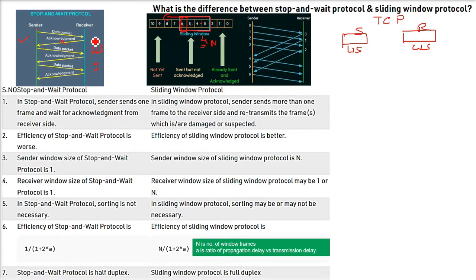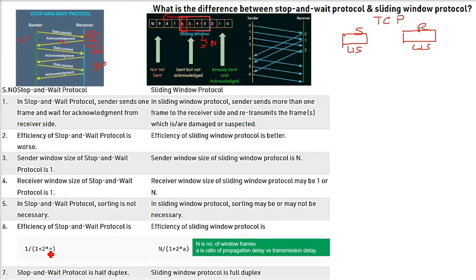When we come to the sliding window protocol, the sender window size is n, and the receiver may be 1 or n. It can be 1 also, it can be n also. It depends on the receiver. In stop and wait protocol, sorting is not necessary. Here, it may be required in sliding, it may not be.